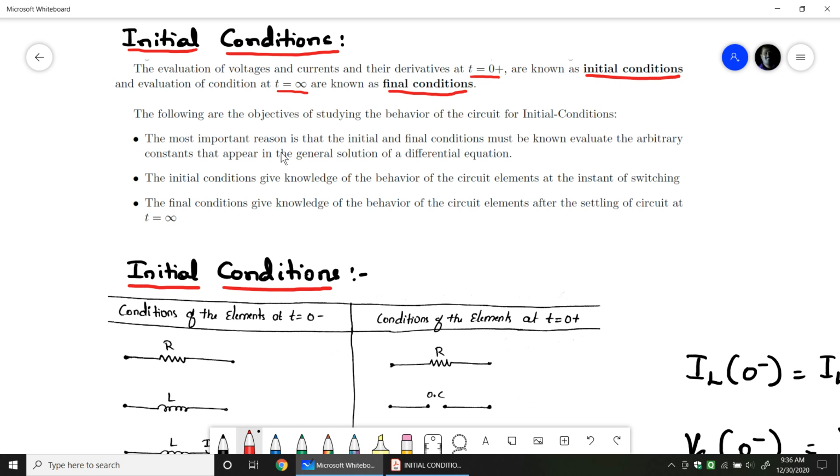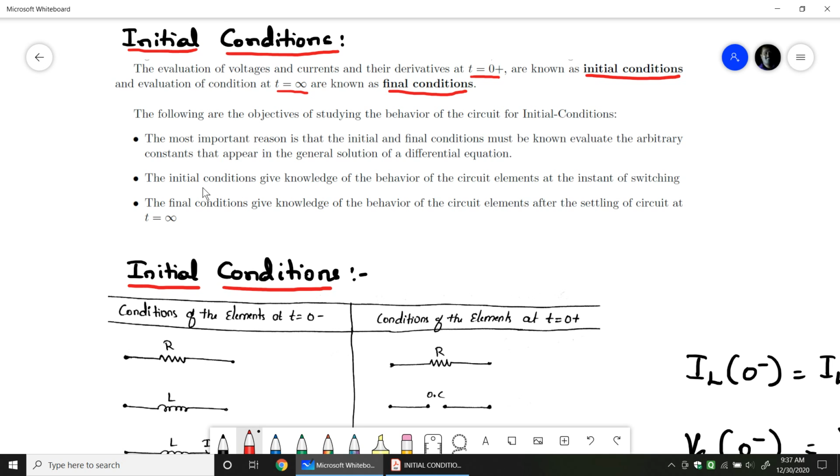Normally we write integral and differential equations for any circuit that has an inductor and capacitor. When we deal with inductors and capacitors, we go with integration and differentiation. When we find the solution using integration and differentiation, we need to know the initial condition of the behavior to find the solution. For that purpose we study the behavior of the circuit for initial conditions as well.